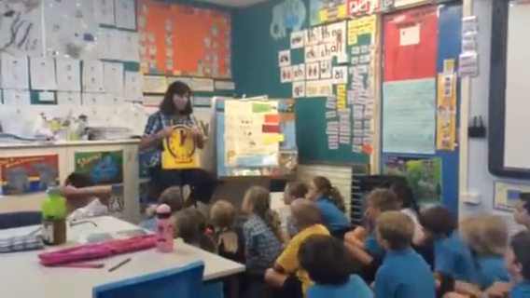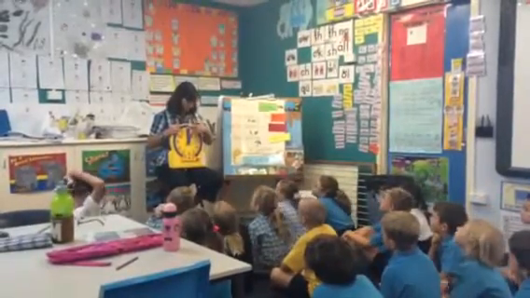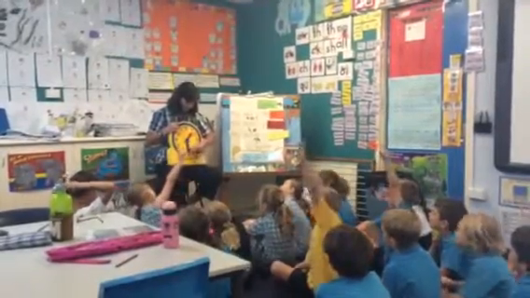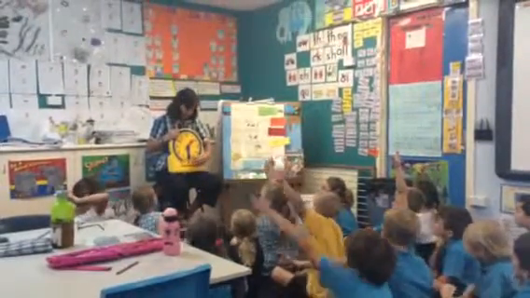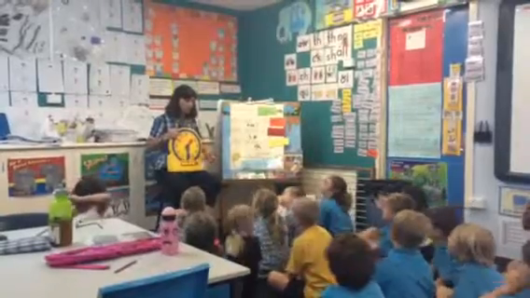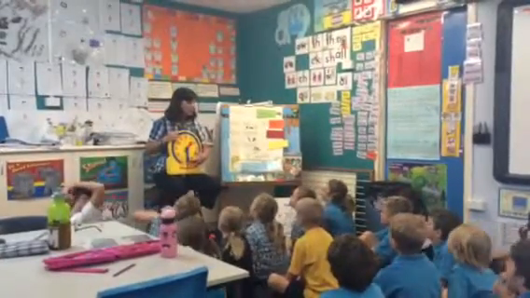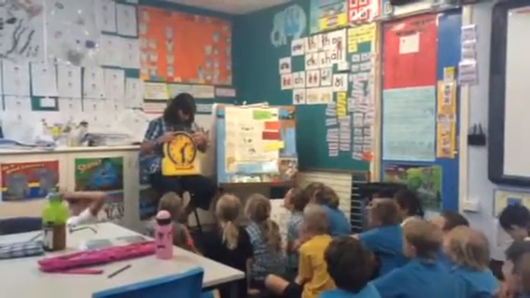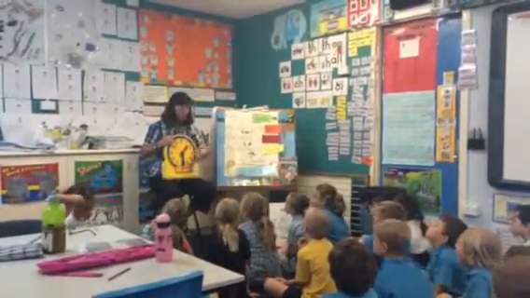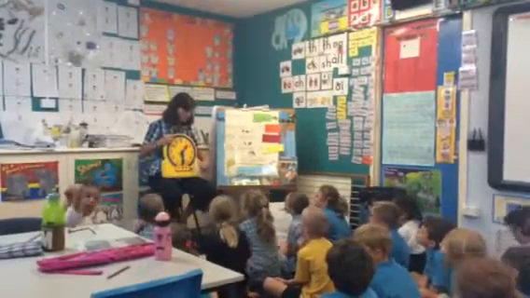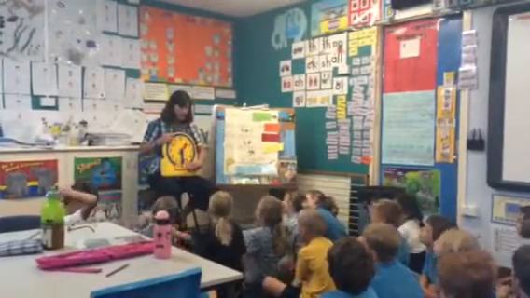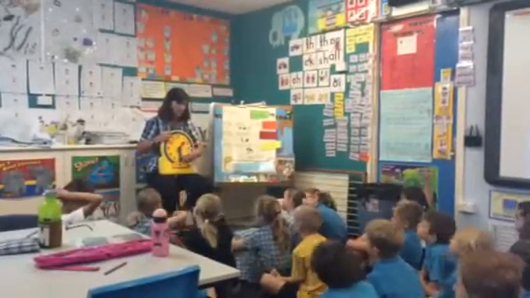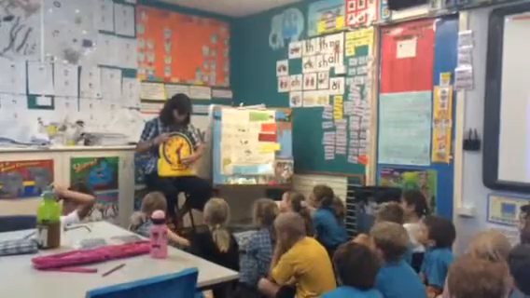When the minute hand moves from the 12 around to the 6, how many minutes have passed in the hour? Jack? 30, good boy. 30 minutes have passed, and we need to know that for digital time telling. Digital time telling is when we say 1:30, but on this analog clock, the time, everybody, is 1:30.